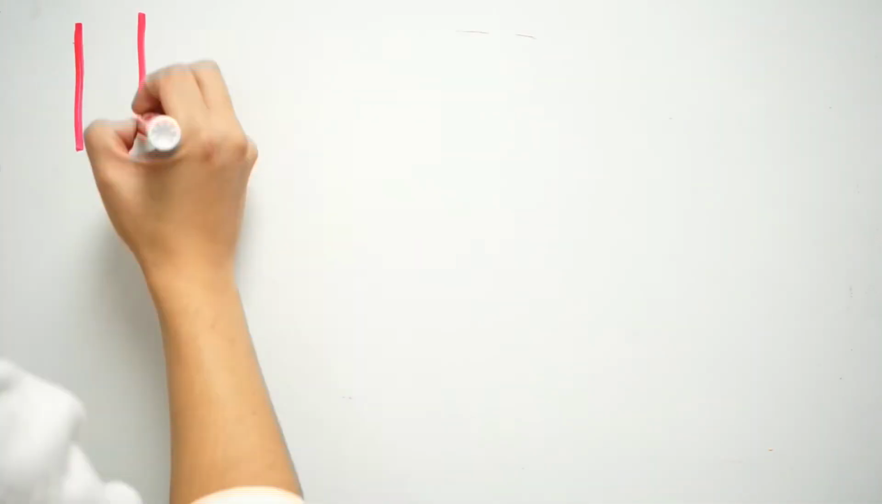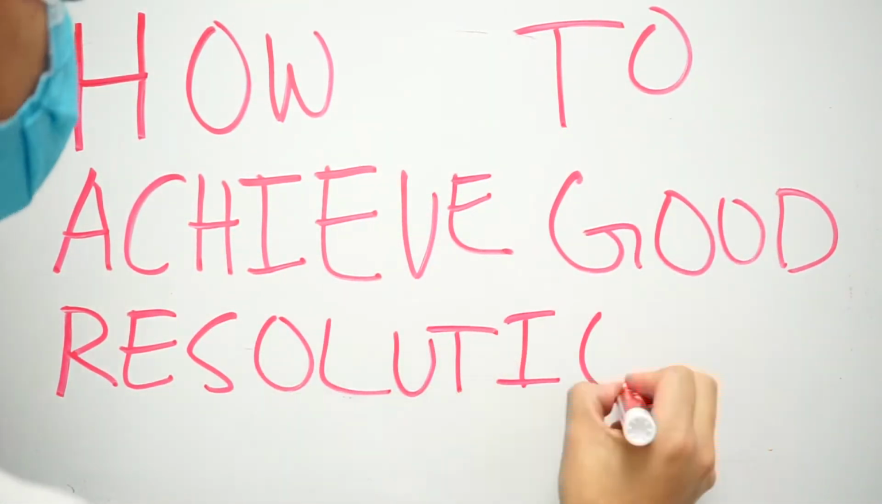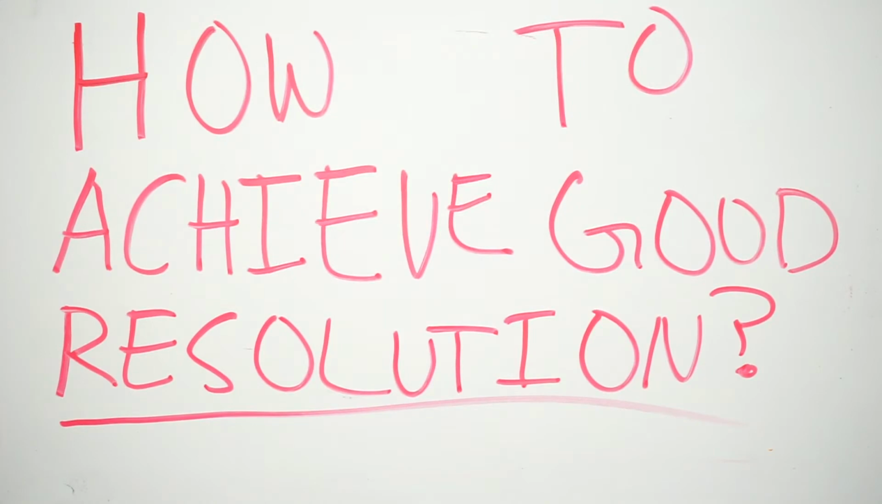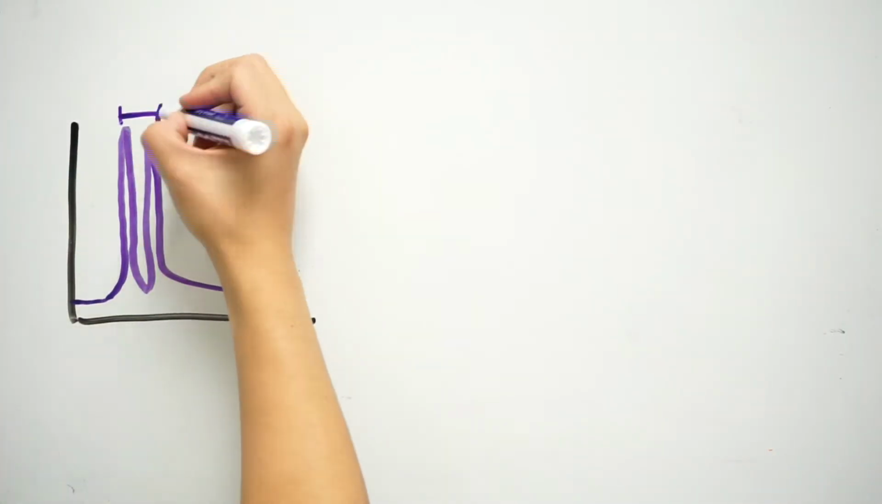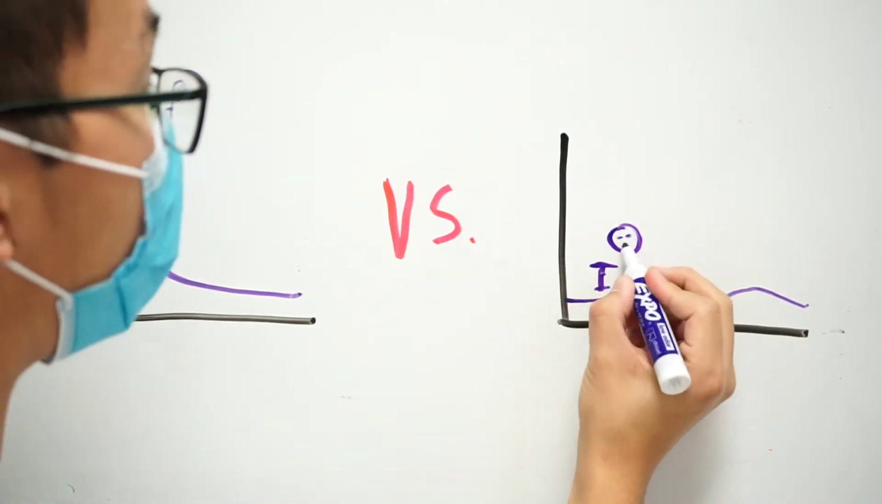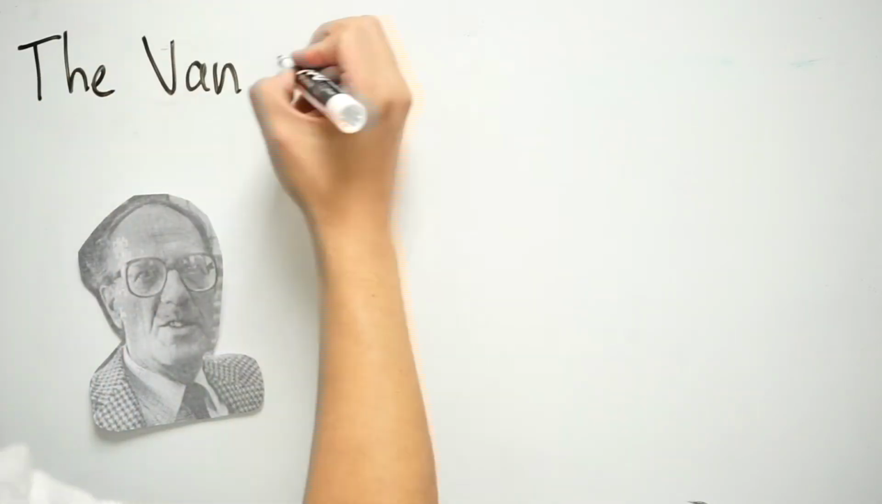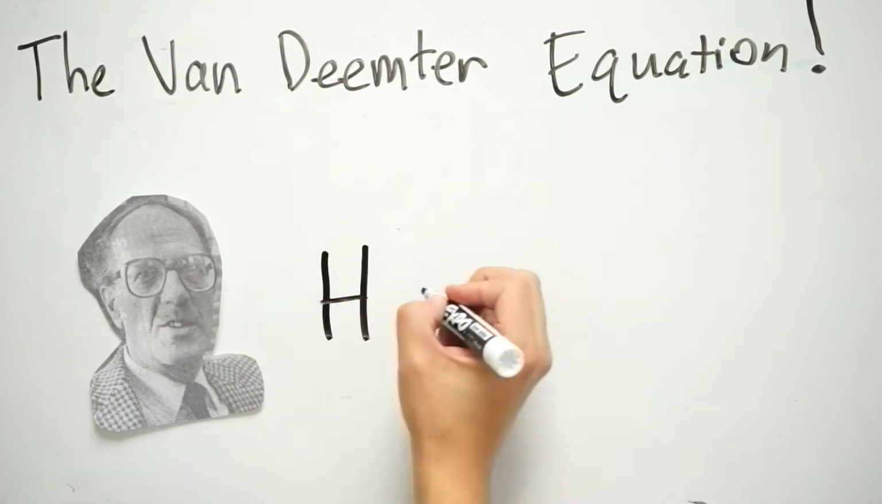Like many other scientific instruments, mass spec chromatography also seeks to answer the age-old question: how do we achieve good resolution? How do we make these peaks sharper but not see overlap, or how do we separate the peaks without them becoming mushy and broad? Thanks to a Dutch physicist by the name of Jan Josef van Deemter, we have a way to determine this using a little something called the Van Deemter equation.